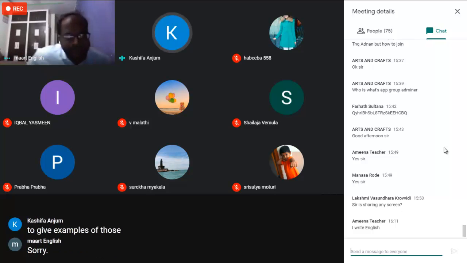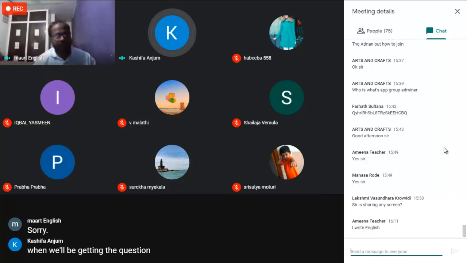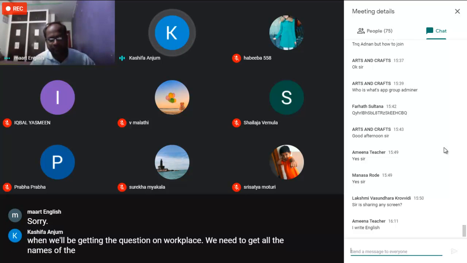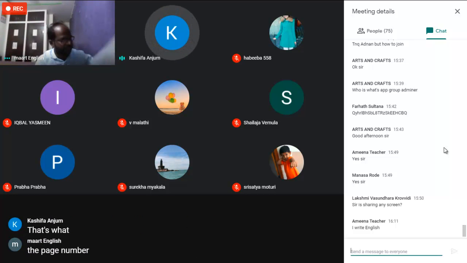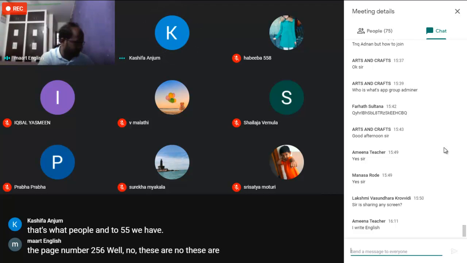When we get a question on verb phrase, do we need to write all the names of the tenses along with the structures and examples, sir? Yes, structures and examples. Look at page number 256. On pages 254 and 255 we have these structures.